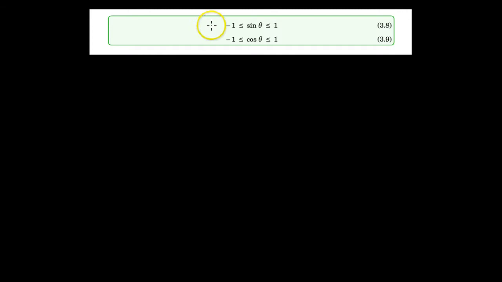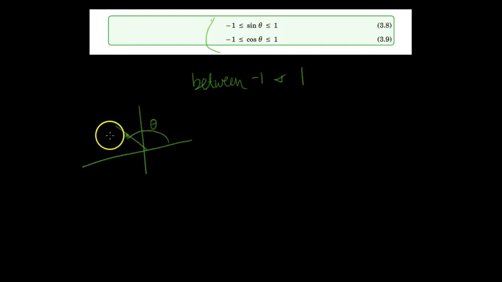This is important, it's not an identity because it's an inequality, but something to keep in mind is that sine theta and cosine theta are always between -1 and 1. So they can range anywhere between -1 and 1. And if you think about it, remember, if you think about some angle theta, so if we draw this, and here's theta, and here's a point, and let's just pick a point in the second quadrant, let's say (-1, 2).